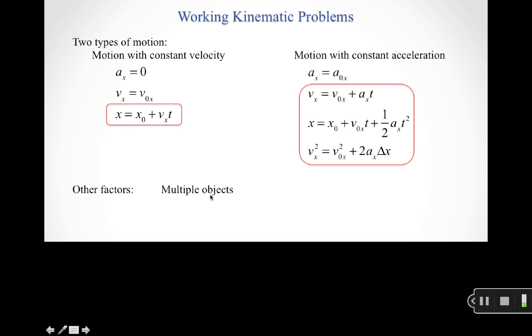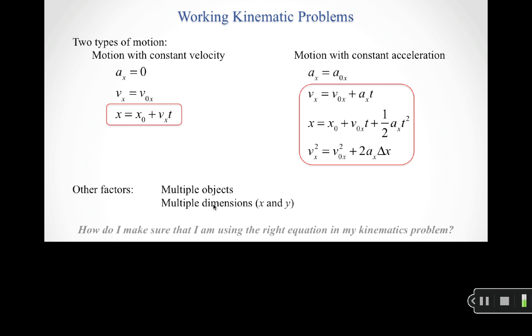So I may have multiple objects in a particular kinematics problem. Or I may have multiple dimensions, right? I may have something that's moving in both the x and y direction. And so the fundamental question really becomes, how do I make sure that I'm using the right equation in my kinematics problem? Another way to think about this is, we need to be very clear about what the limitations are for each of these equations. So if we want to help ourselves out by making sure we're using the right equations in the right situations, there's some things that we need to pay attention to.